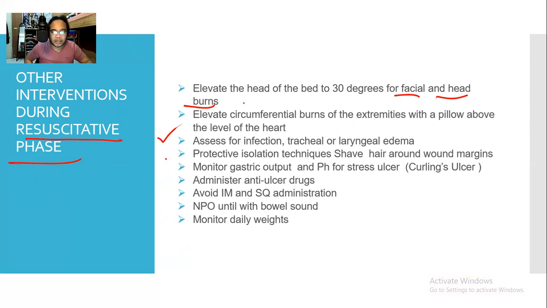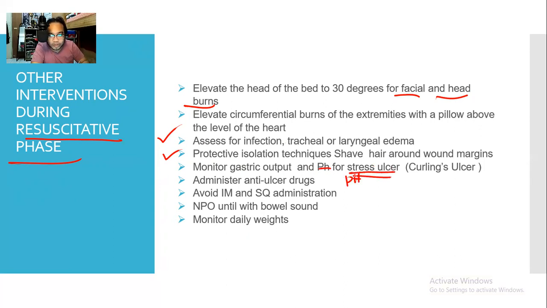Okay? Kung naghubag na. Protective isolation technique, shave hair around wound margins. Yes. Okay? Para mas malinis siya, and of course to decrease the chances of having your bacteria stay in yung mga hairy parts natin. Okay? Monitor gastric output and pH, no?